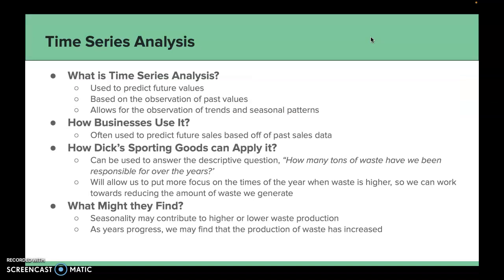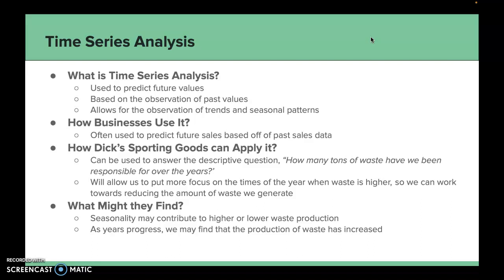So for time series analysis, what is it? It's used to predict the future values based on observations of past values that have been given. And it also allows for the observation of trends and seasonal patterns. So how do the businesses use it? It's often used to predict future sales based off of the past sales data.